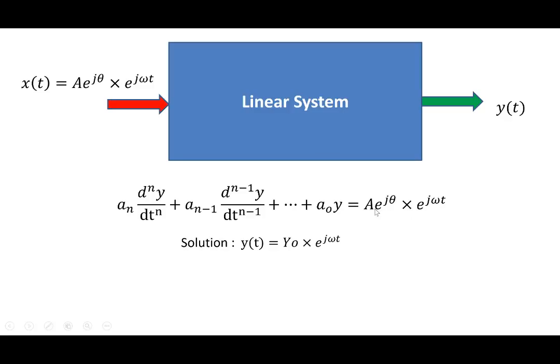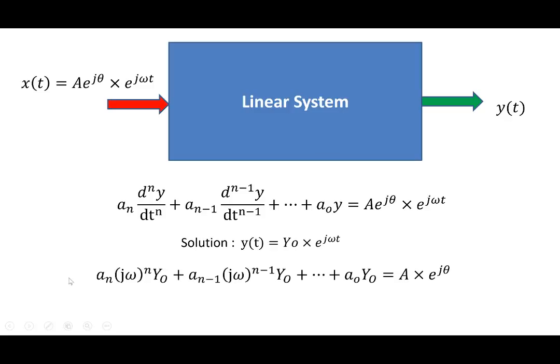So when you excite your system with A e to the power j theta into e to the power j omega t, note that this is the only time dependent part. The output is also going to be y0 into e to the power j omega t. So the solution is also of this e to the power j omega t form. And if we substitute it here, each term will have e to the power j omega t, and on the right hand side also we have e to the power j omega t. So e to the power j omega t cancels out, and what we are left with is a_n, and we take the nth derivative here, so we get j omega to the power n and so forth. On the right hand side is A e to the power j theta. So we can find out y0.